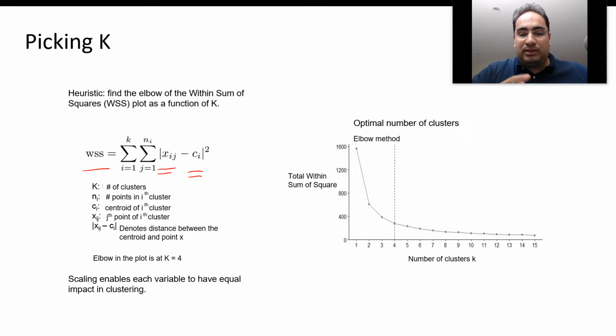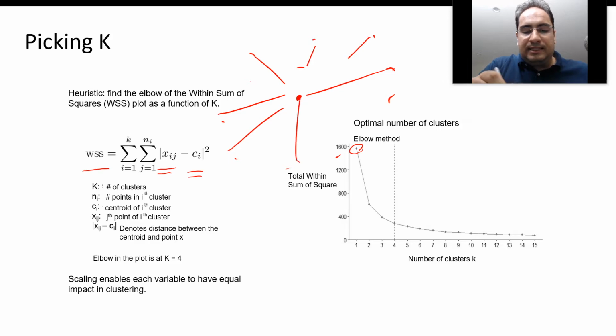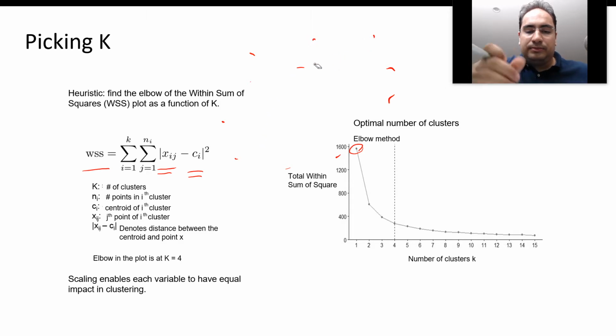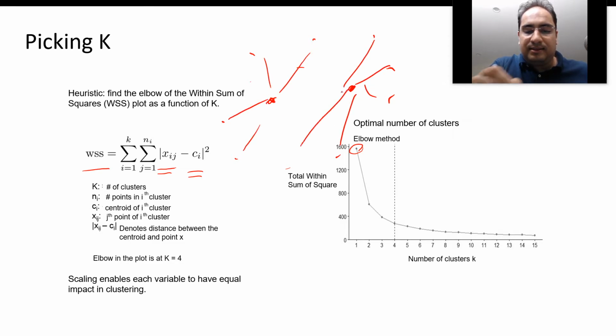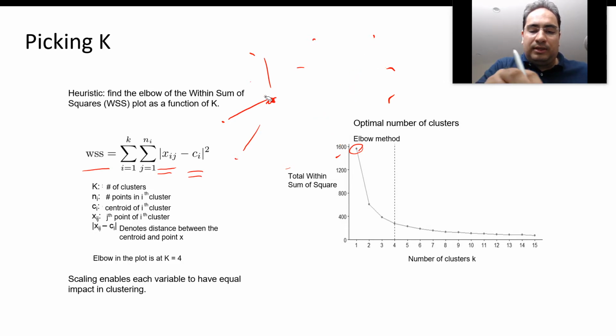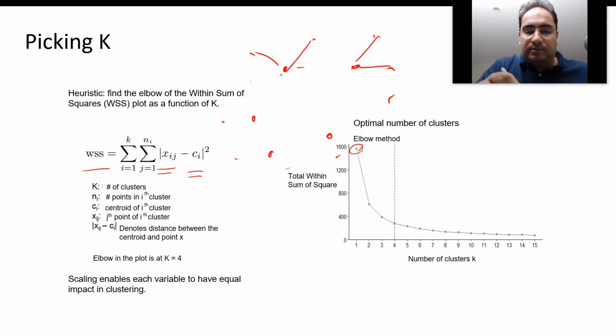If you have only one cluster, you can see that the distances around that cluster are quite high. But if you change that into maybe two clusters, two centroids, you can see that the average distance, the sum of all these distances, is going to decrease.